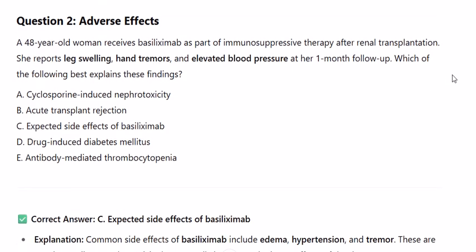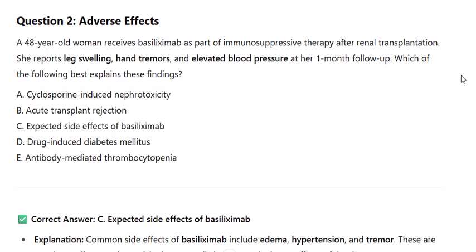Question 2. Adverse effects. A 48-year-old woman receives Basiliximab as part of immunosuppressive therapy after renal transplantation. She reports leg swelling, hand tremors, and elevated blood pressure at her 1-month follow-up. Which of the following best explains these findings?